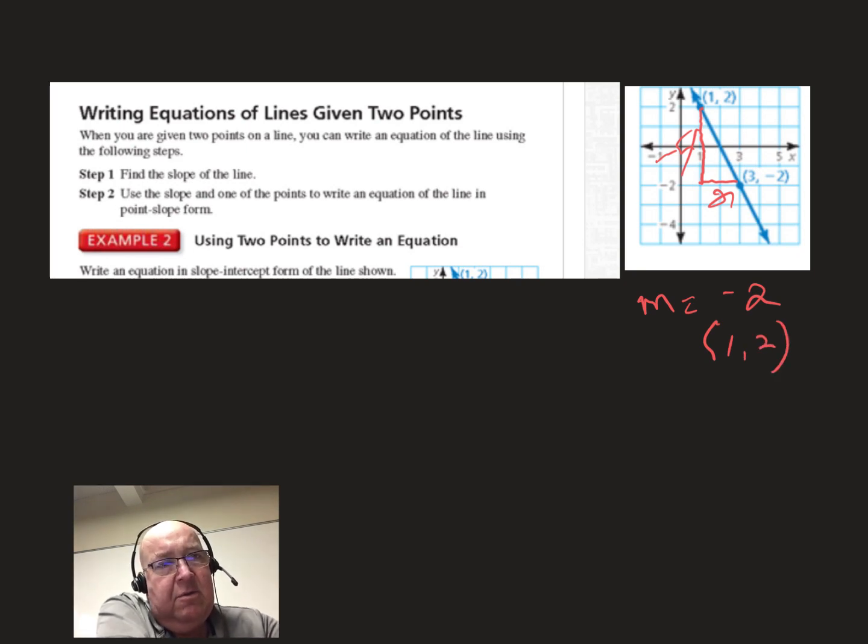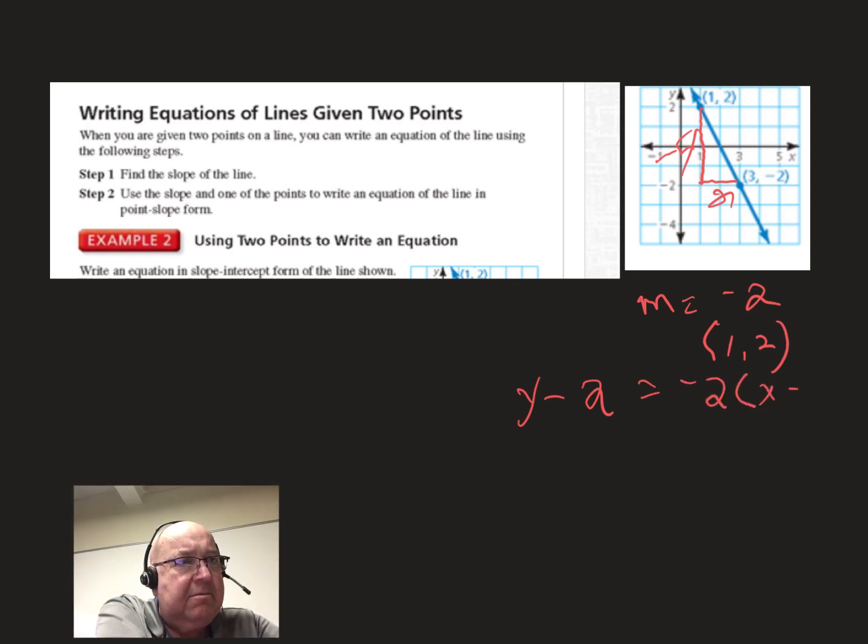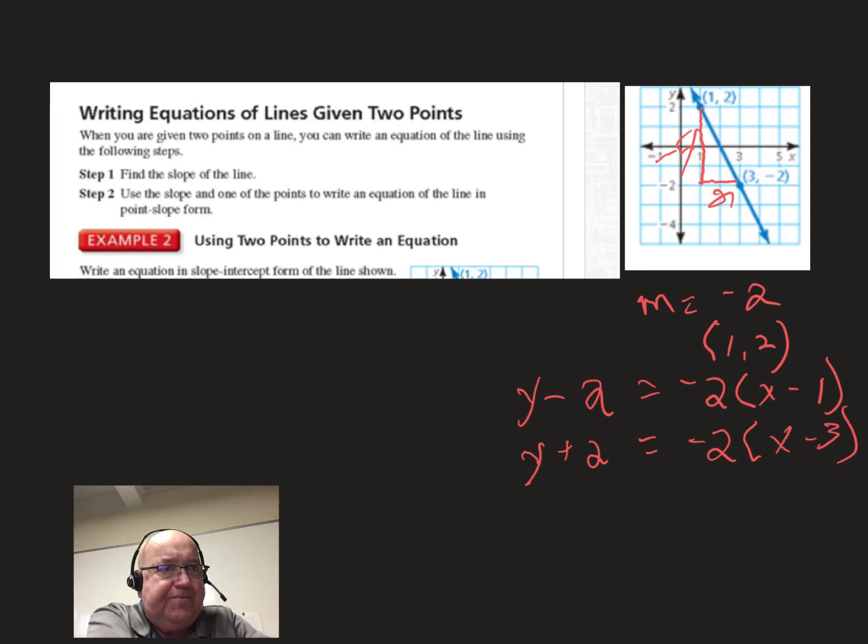So again, y minus my y value equals slope times x minus my x value. And that's that easy. I'm going to go ahead and do the other line just to show you again. Here I would have y minus -2, so that would be y plus 2. And then we would have -2 times x minus 3.